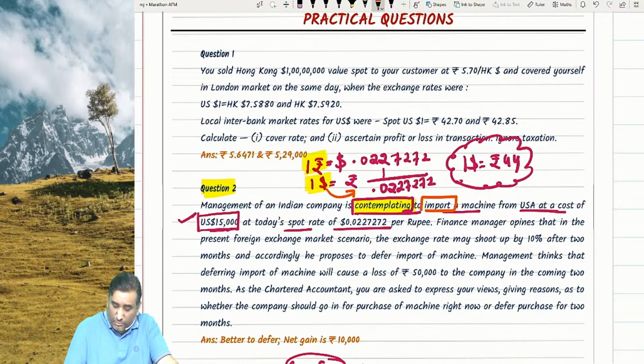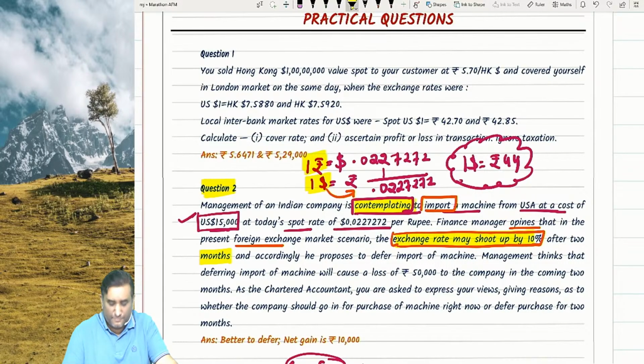You are what? Importer. The finance manager opines that in the present foreign exchange market scenario, the exchange rate may shoot up. Underline this line, please. The exchange rate may shoot up by 10% after 2 months, and accordingly he proposes to defer the import of the machine. Now, rupee is also a currency, dollar is also a currency, both can be treated as commodities. He says the exchange rate may shoot up. Now which currency is shooting up, he'll think of deferring the import of the machine.